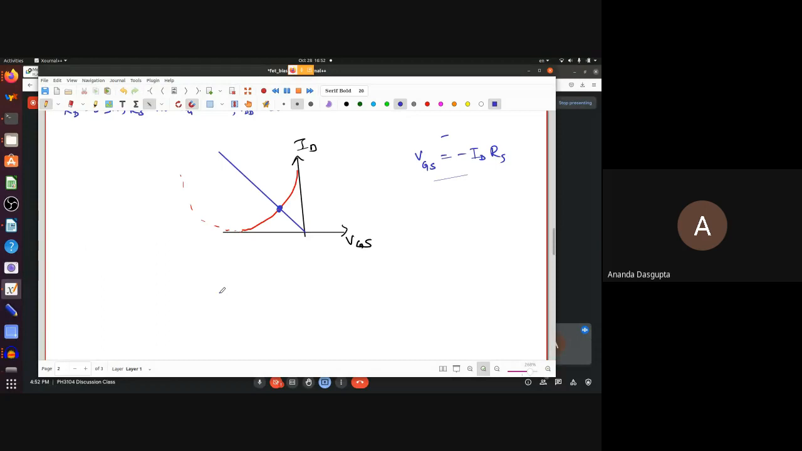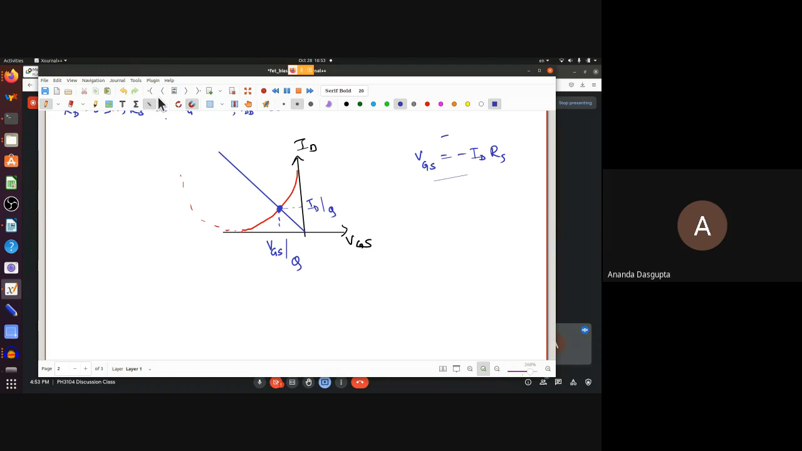And so there's only one value for IDQ. This is the ID quiescent, and this value gives you the VGS at the quiescent point. Unfortunately, the other root would not be negative. The other root would also be positive. Some would be somewhere here, where the parabola cuts the straight line. Okay. That's at a positive ID.